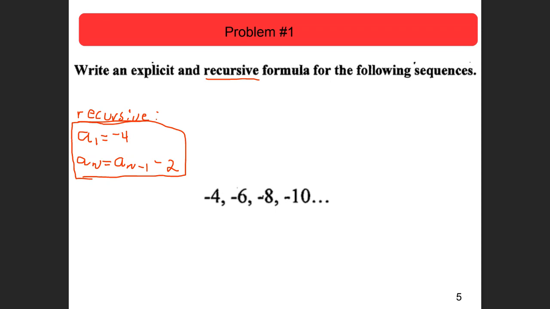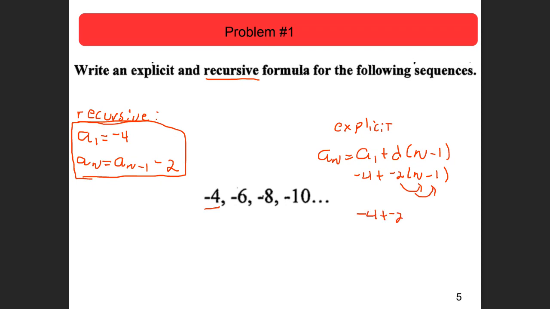That's my recursive formula. So now how do I write the explicit one? Now, explicit is not hard. It's a sub n equals a sub 1 plus d times n minus 1. So my first term is negative 4 plus my d value. My d value in this problem is negative 2, right? It's always going backwards 2. So that's going to be negative 2 times n minus 1. You can't leave this in here, so we're going to multiply through. That gives me negative 4 plus negative 2n plus 2. So a sub n is equal to negative 2n minus 2.